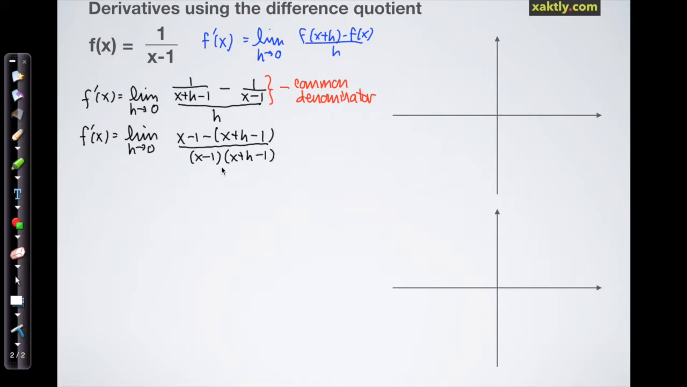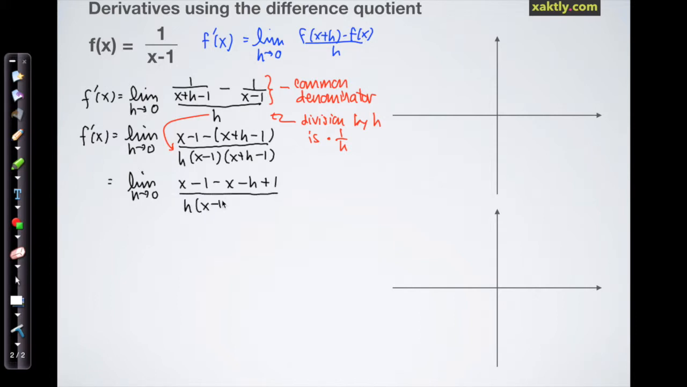And I'm going to just slide that bottom h in the other denominator in here, because after all, dividing by h is the same as multiplying by 1 over h. So I think that takes care of it. Now I can just distribute that negative sign in the numerator so that I get x minus 1 minus x minus h plus 1 all over this denominator. And I'm not going to bother to multiply that out. Often you really don't need to do that in these kinds of derivatives.